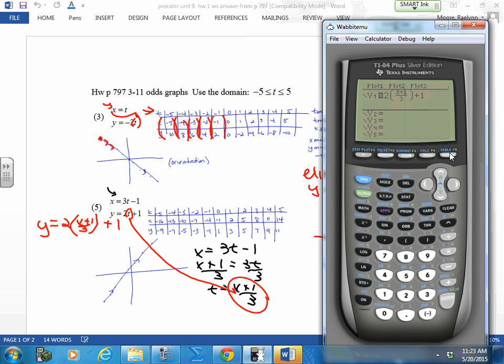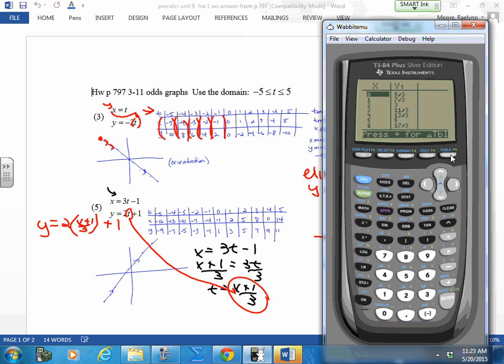So now watch what happens when I graph this. I get the same line as that one. When I look at my table, I get the same xy points. Not all of your xy points show up because you're based on your parameter. You're based on t. But for instance, negative 1, 1. Well, let me pick another one. 2, 3. There's 2, 3. 5, 5. There's 5, 5.